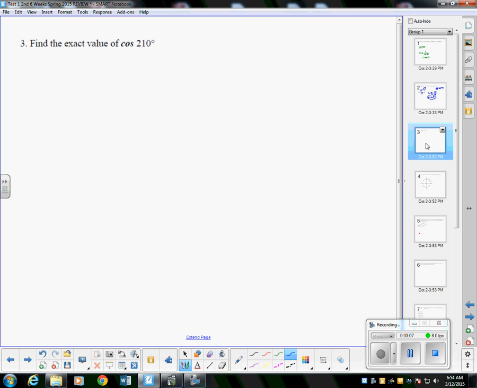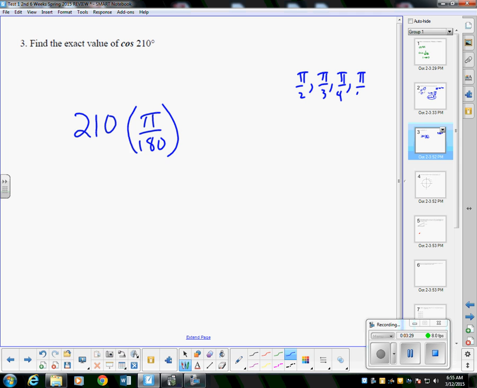Well, we've been doing a lot of stuff in radians, so let's just convert this to radians. I want to convert 210 degrees into radians. I'll multiply by pi over 180. Now, understanding that on the unit circle, all my angles are in terms of pi over 2, pi over 3, pi over 4, and pi over 6, I want to keep pi in my answer here.